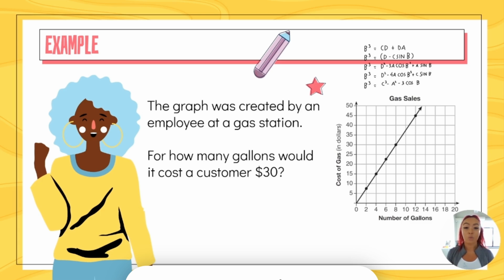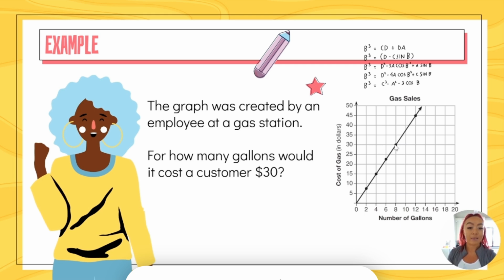So let's look at what the question gives us and what the question's asking us for. It's asking us for how many gallons, right? So it's asking us for an x value, that it would cost a customer $30. So they give us the y value. The y value is $30. So we'll go to the y-axis and we'll go to 30. Move over to the graph, right, to this point here, right?